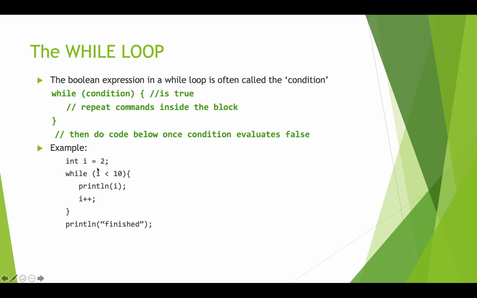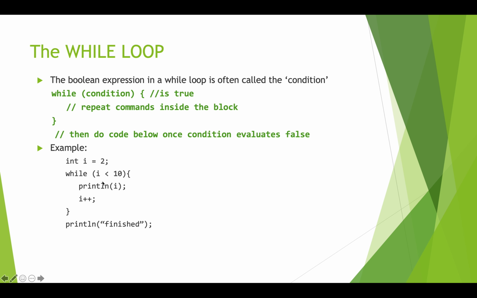So when we start, I is going to be 2 and 2 is less than 10. So we're going to print out 2. Then we're going to increment it and I is going to be 3. We're going to come back and we're going to test this condition again. Now I is 3. 3 is less than 10. We print out 3. We increment I, it becomes 4, etc. And so we'll keep on doing this.